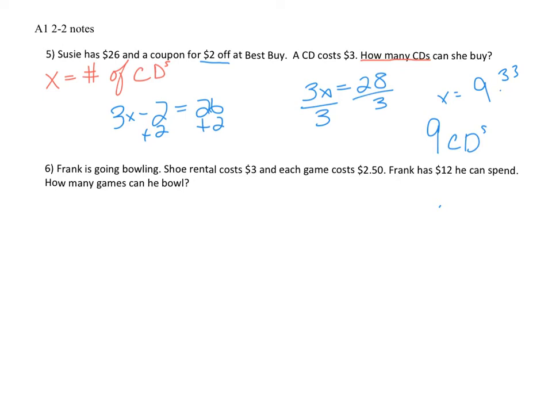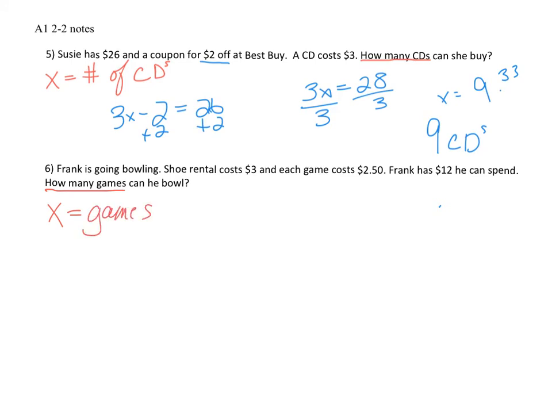Okay, Frank is going bowling, and shoe rental costs $3, and each game costs $2.50. Frank has $12 he can spend. How many games can he bowl? Okay, so this right here, how many games, that's going to be our variable. So we're going to say that X is going to be equal to the amount of games he can play.